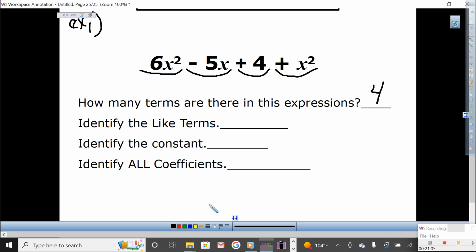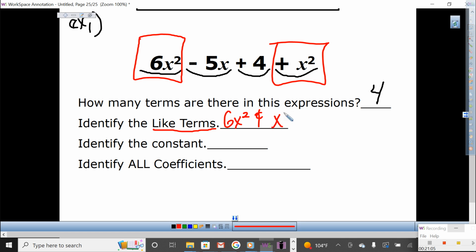Okay, not bad. Next, we got like terms. We said that like terms are the parts of the expression that have the exact same variable and exact same exponent. So you should have written, let's see, 6x squared and x squared. Hands if you got that. All right, not bad. Next, constant. It's the number that's by itself. Doesn't have any variable or anything, so the correct answer is 4.